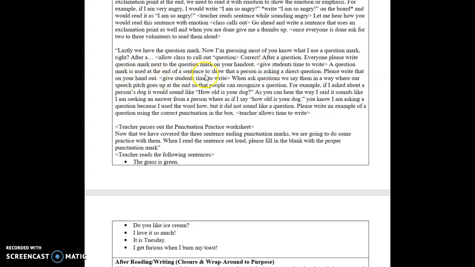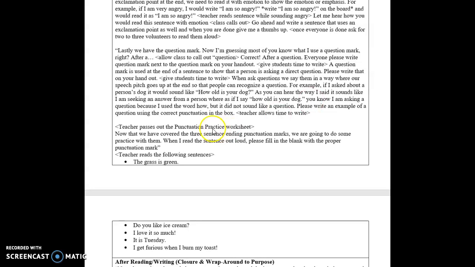A question mark is used at the end of a sentence to show that a person is asking a direct question. Please write that on your handout. When we ask a question, our speech goes up at the end so that you can recognize we're asking a question. For example, if I ask a person about their dog, it would sound like, "How old is your dog?" You can hear the way I said it sounds like I am seeking an answer from a person, whereas if I said, "How old is your dog." You knew I am asking a question because I used the word "how," but it didn't sound like a question.